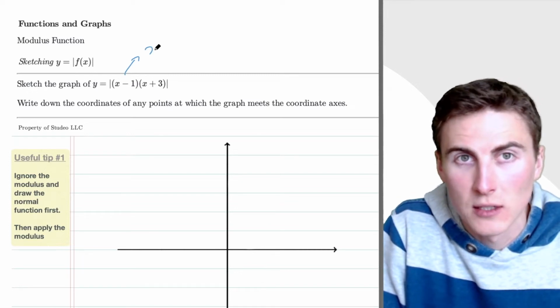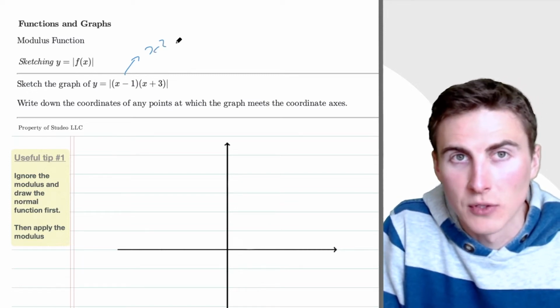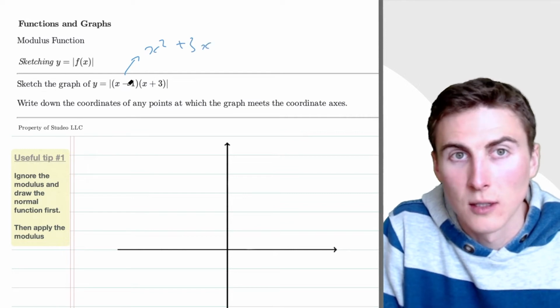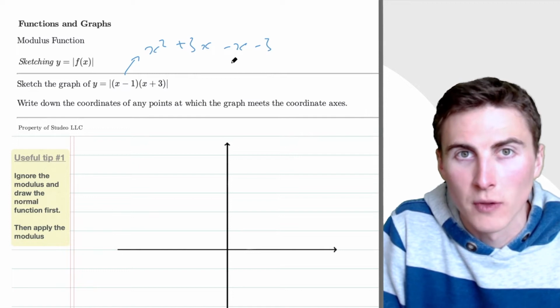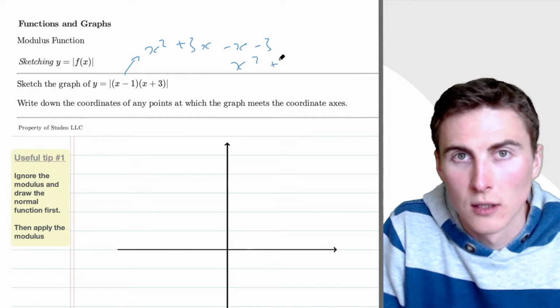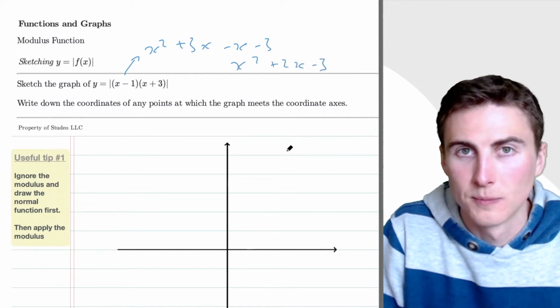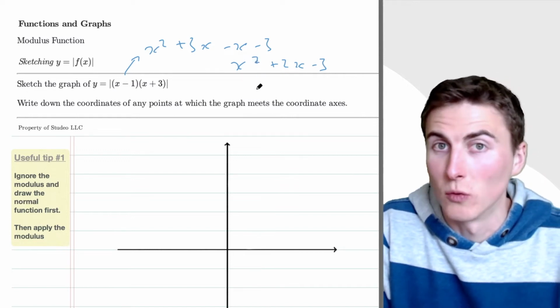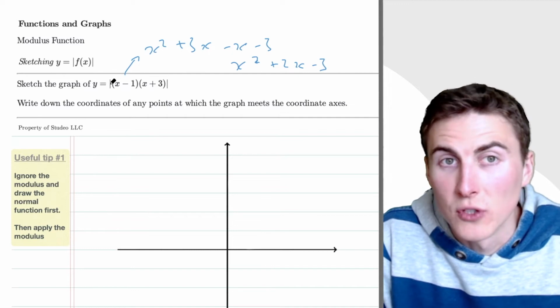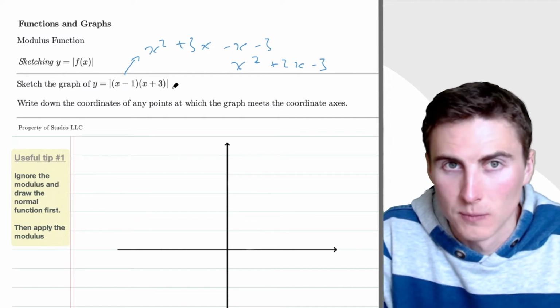So x times x is x squared, x times 3 is plus 3x, minus 1 times x is minus x, and then we've got minus 3 at the end. So it's basically x squared plus 2x minus 3. And hopefully you know what that's going to look like. That's a normal quadratic graph. But what we have to do is take into account these modulus signs.